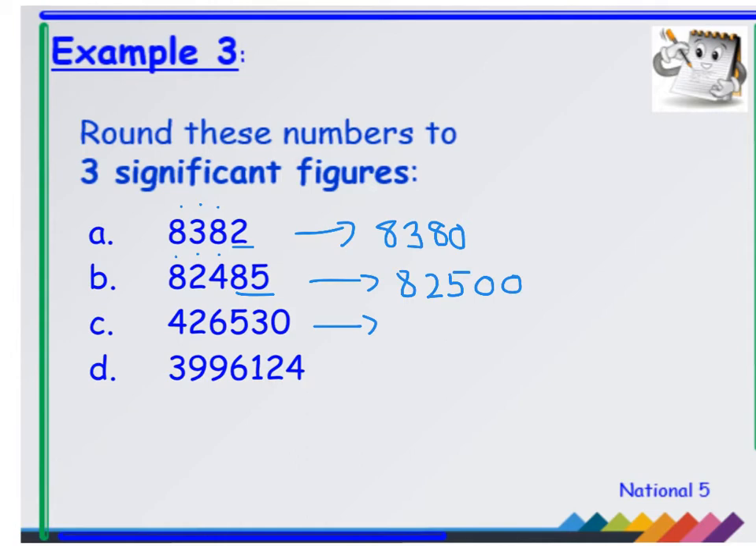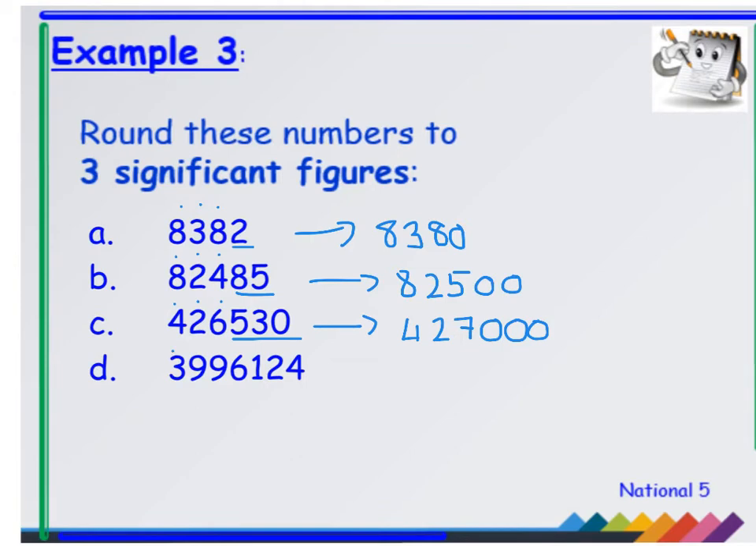Third one, first 3 figures, 1, 2, 3 are my first 3 significant figures. So that is a 4, a 2, a 5 makes that 6 go up to 7. And then these 3 are going to become not significant, so 3 zeros to keep the place value. Then let's look at this last one. I like putting these ones in at the end because they always catch people out.